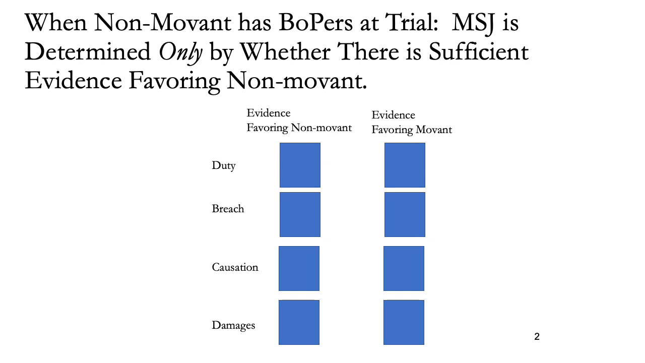Now look at that heading, because that heading is super important. When the non-movant has the burden of persuasion at trial, summary judgment is determined only by whether there is some sufficient evidence favoring the non-movant. So you look at those boxes there, you look at the left side, and you ask yourself, is there some evidence from which a reasonable jury could find for the non-movant, the plaintiff? If so, summary judgment is denied. It does not matter if there's tons of evidence on the right-hand column.